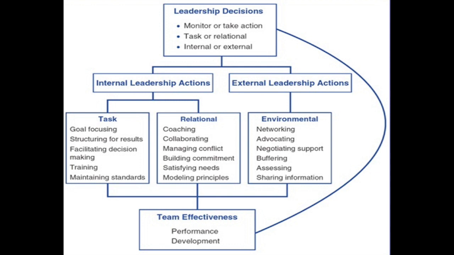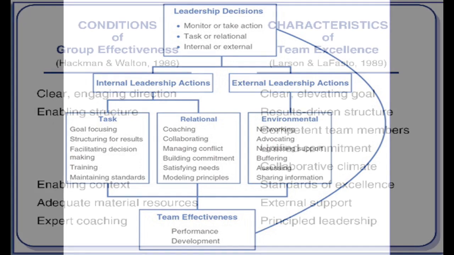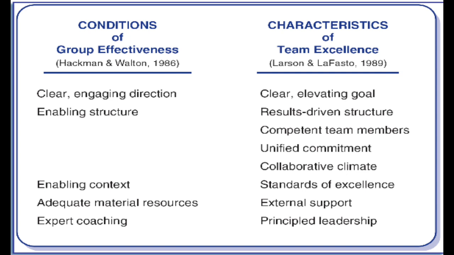Tasks such as goal setting, structures for results, training, and maintaining standards are aspects of internal leadership actions. Relationship building through coaching, collaborating, monitoring conflict, and building commitments are all aspects of relationship building. The external leadership actions are focused on the environmental factors such as networking, advocating, buffering situations, assessing, and sharing information. All three of these aspects lead to team effectiveness in terms of performance development. And this information feeds back to the leadership decision. And this is a circular event.